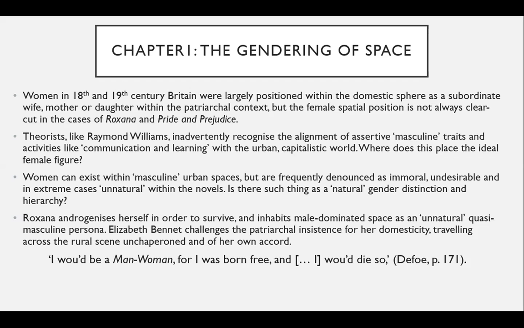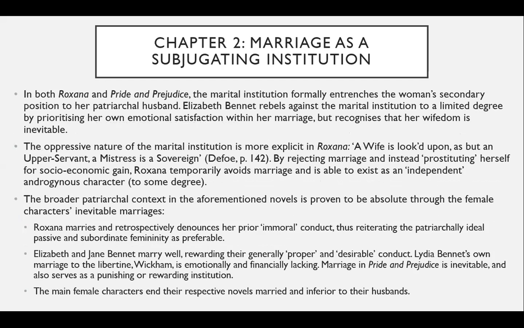Move on to chapter 2. It's probably not overly surprising. Marriage is a subjugating institution. In both Roxana and Pride and Prejudice, marriage formally and legally entrenches the woman's inferiority. Interestingly and unsurprisingly, all women do end up married. Elizabeth rebels against the immediate requirement for her marriage by rejecting Mr. Collins as an undesirable match and an emotionally unfulfilling match.